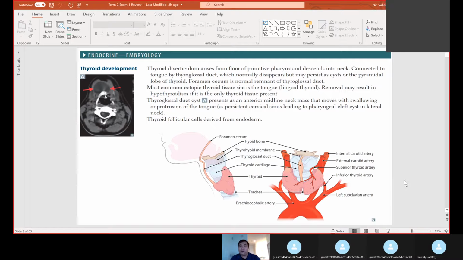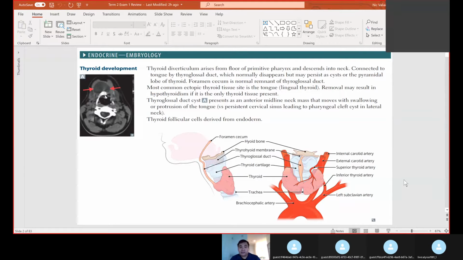Don't forget, high yield, the foramen cecum is the normal remnant of your thyroglossal duct. The most common ectopic thyroid tissue site at the tongue is your lingual thyroid. If you remove the lingual thyroid, it may result in hypothyroidism, high yield.